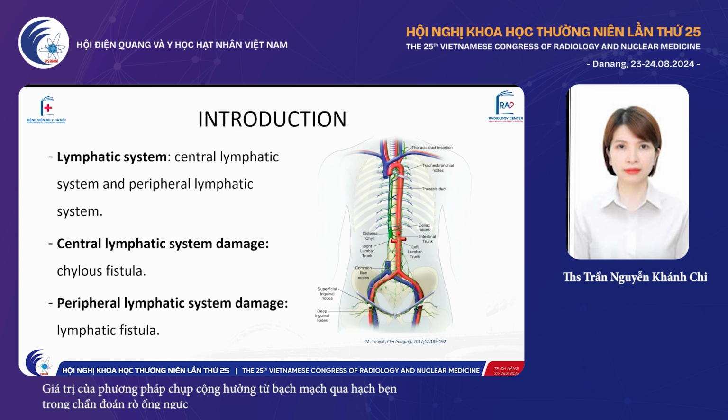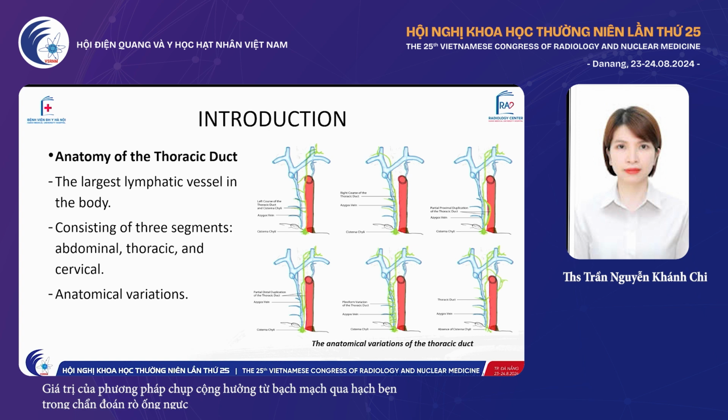Regarding the overview of the lymphatic system, it includes the central lymphatic system and peripheral lymphatic system. Damage to the central lymphatic system can lead to chyle leakage, while damage to the peripheral system can lead to lymph leakage. About the anatomy of the thoracic duct, it is the largest lymphatic vessel in the body. It consists of 3 segments, abdominal, thoracic, and cervical, with the thoracic segment being the longest.